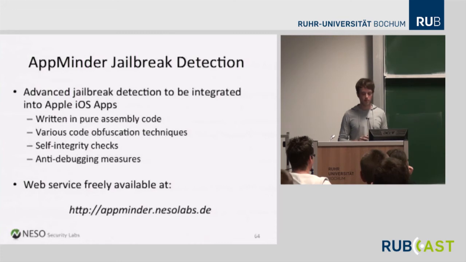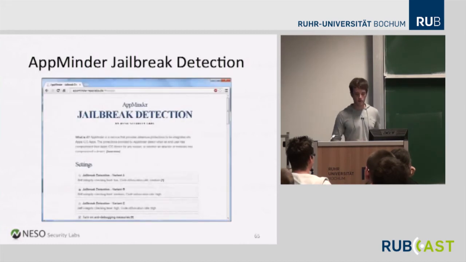Obviously, the best thing would be to entirely avoid the need for jailbreak detection at all. But if you need to, you could grab our web service, and please expect an updated version of AppMinder with optimized obfuscation within the next few weeks.